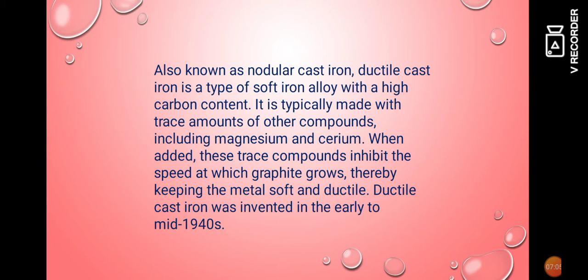Also known as nodular cast iron, ductile cast iron is a type of soft iron alloy with a high carbon content. It is typically made with trace amounts of other compounds, including magnesium and cerium. When added, these trace compounds inhibit the speed at which graphite grows, thereby keeping the metals soft and ductile. Ductile cast iron was invented in the early to mid 1940s.